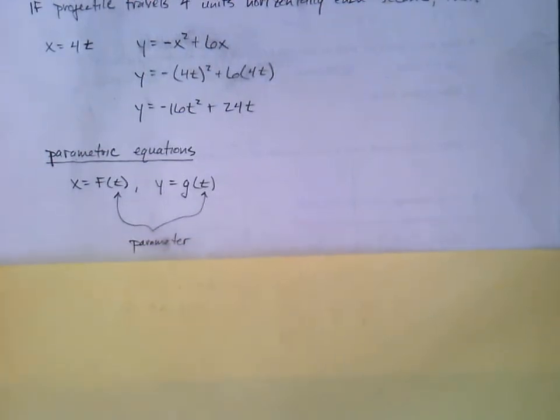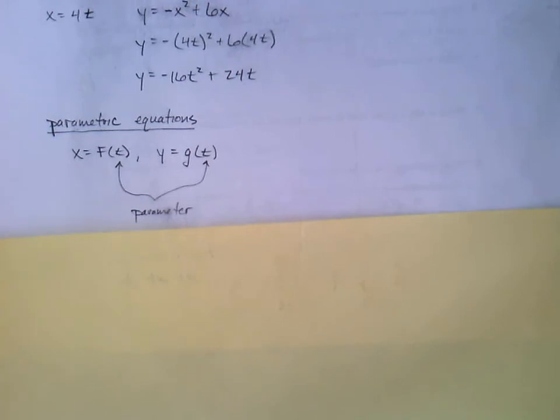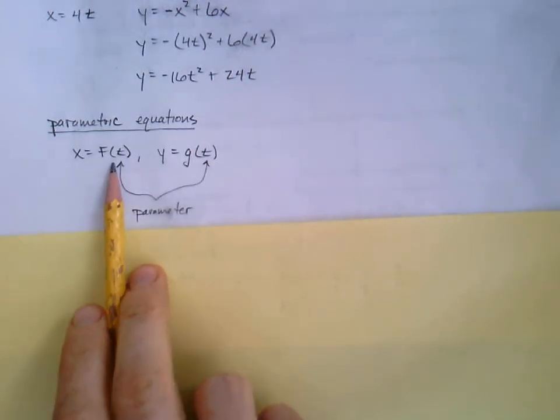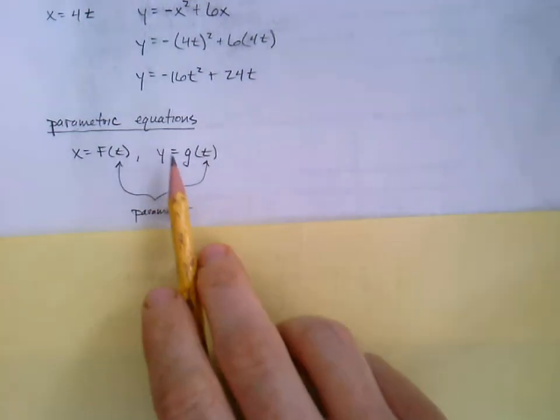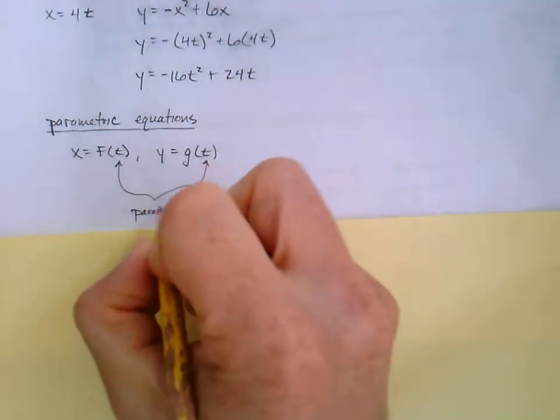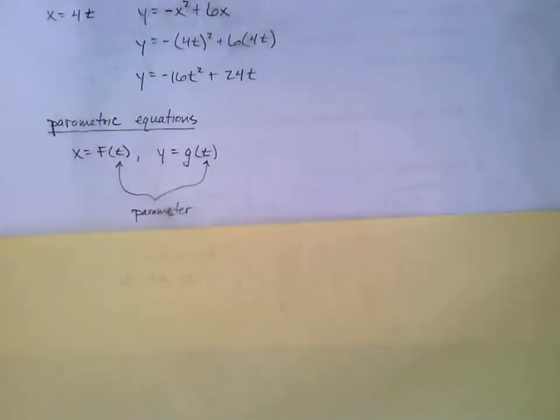Let me just kind of show you what these will look like in general. Parametric equations in general, you'll have a function with x equals some function of t, and y equals some other function of t. We'll say x equals f of t, y equals g of t, just to give them names here. Where does the name parametric come from? We call the t the parameter. And so hence parametric equations.